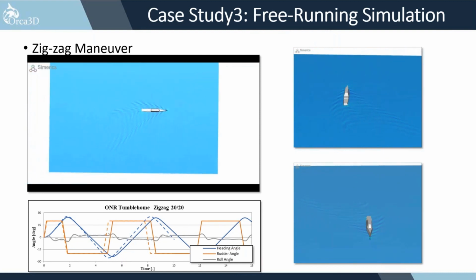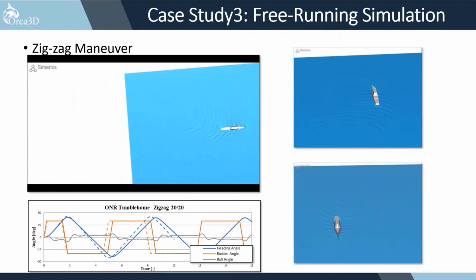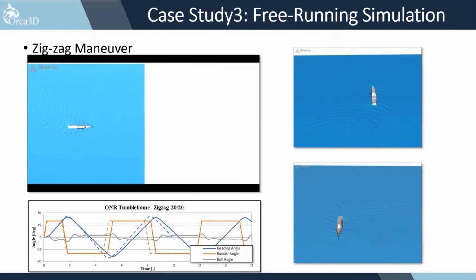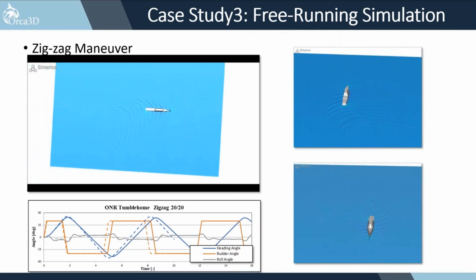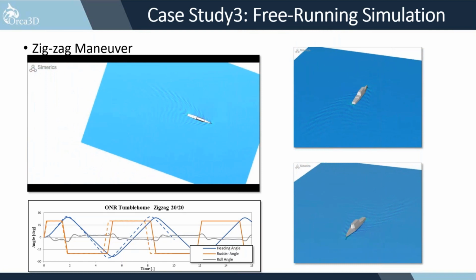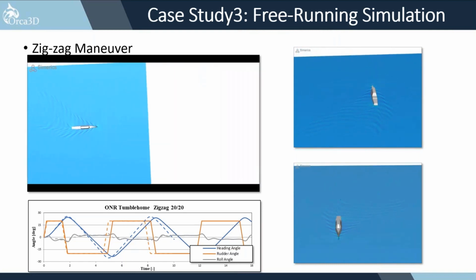So you are going to compare the rudder angle, the heading angle, and the roll angle. As we see here, we have a fairly good comparison with the experimental data for the zigzag 20 over 20 maneuver. Next, please.